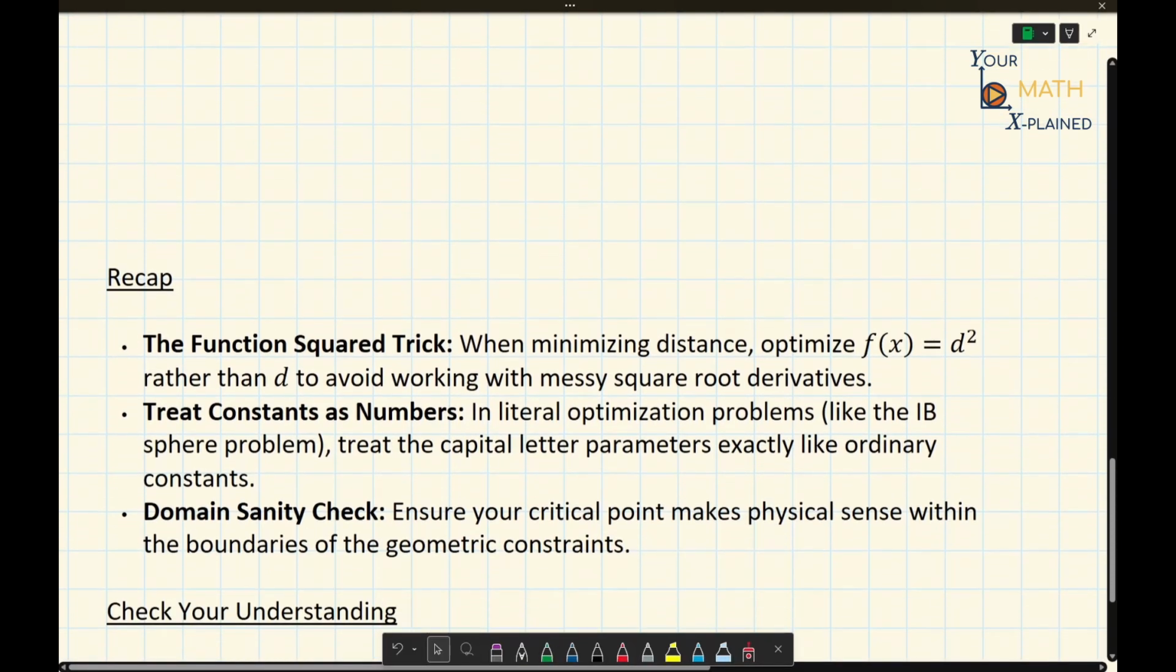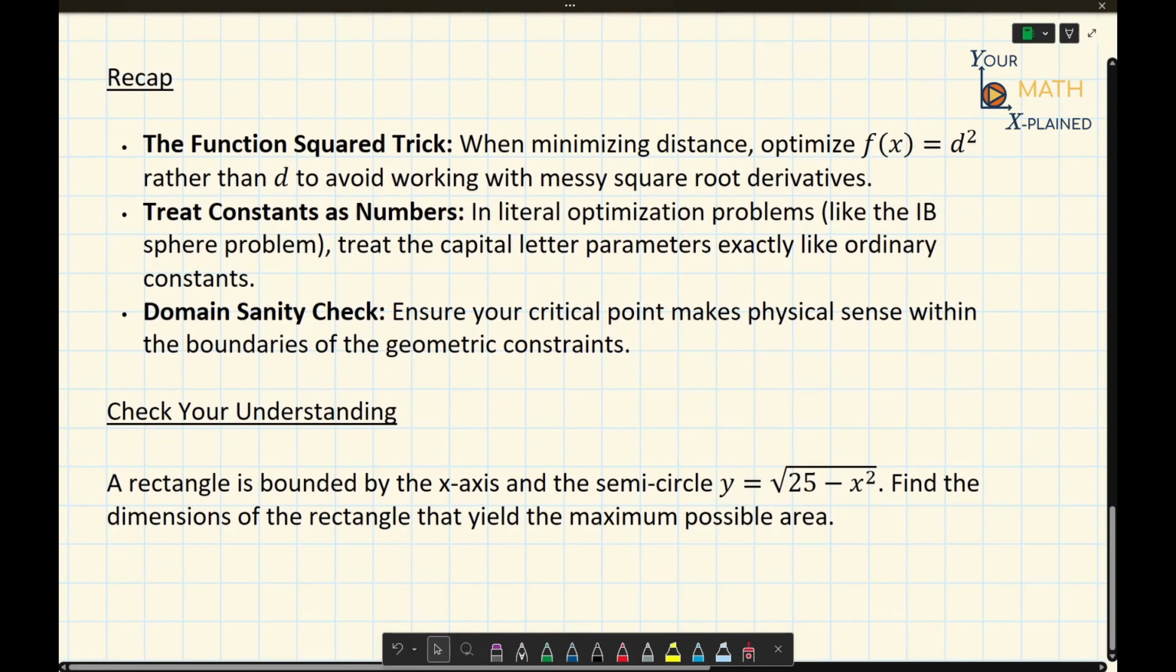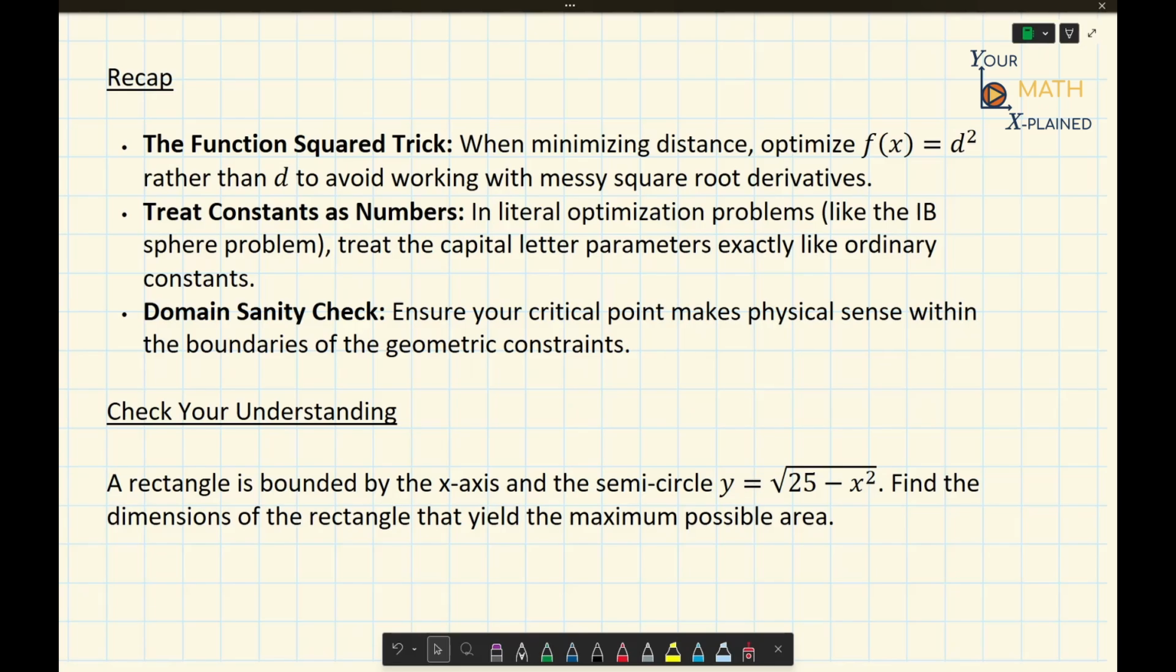And now let's do a quick recap of what we covered in this video. We learned the function squared trick, which is when minimizing a distance, we can optimize the function d squared rather than d to avoid working with messy square root derivatives. We learned to treat constants as numbers. Like we saw in the second example, capital R was a parameter and not a variable, because it was something that stayed constant. So therefore, we treat it like an ordinary number when taking derivatives. And again, always make sure you do your domain sanity check to ensure that your critical point makes physical sense within the boundaries of the geometric constraints.